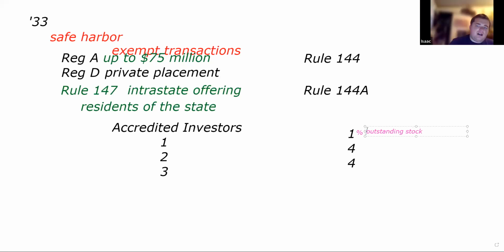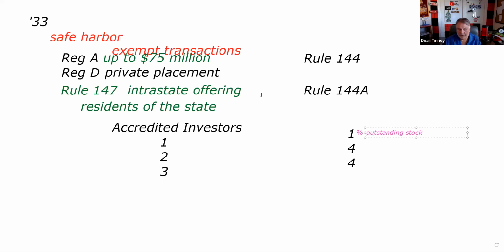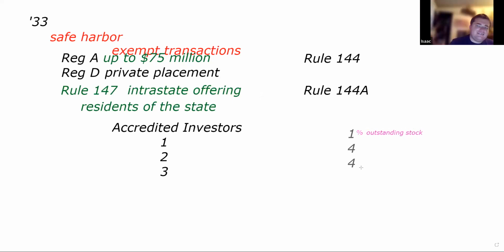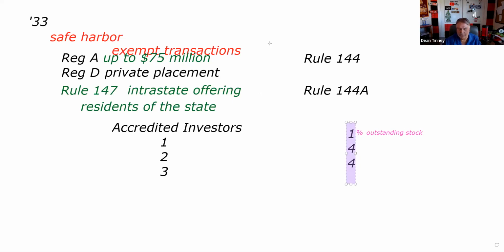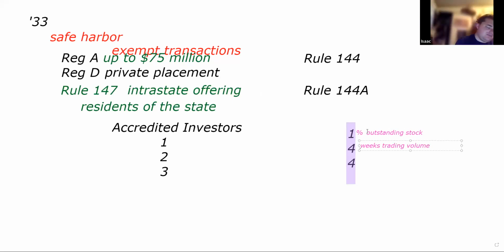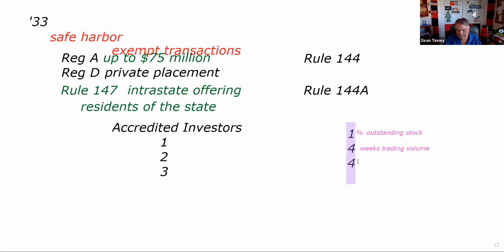Hint, for Rule 144, we got a mnemonic, a memory aid for us. Or the average of the last 4 weeks trading volume, whichever is greater. And then our last 4 is up to 4 times a year, every 90 days. 144.